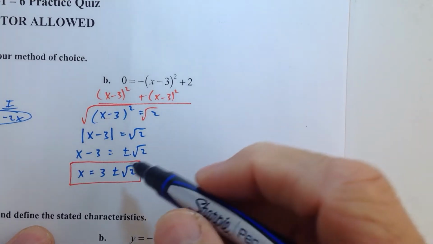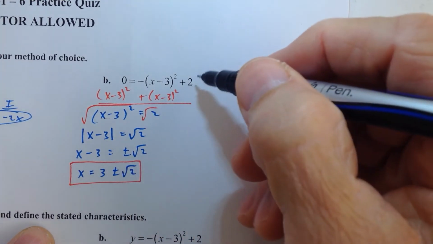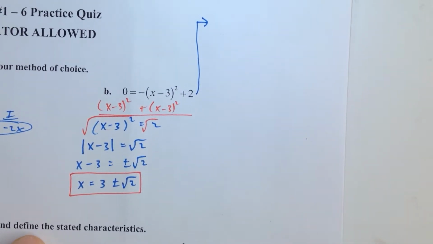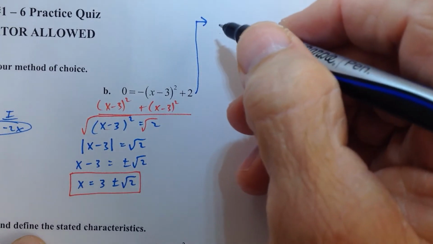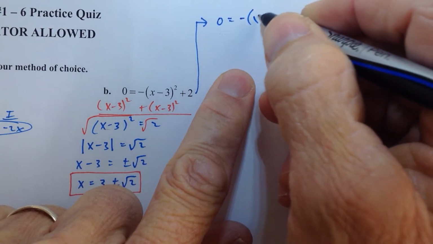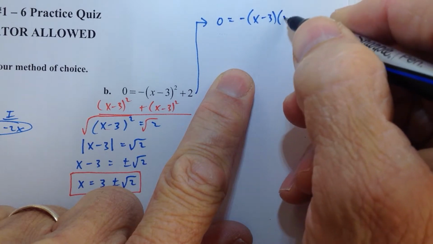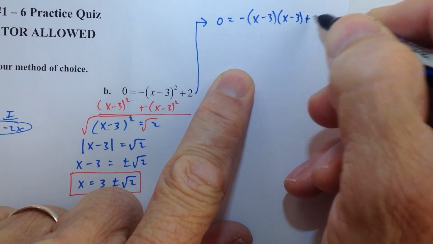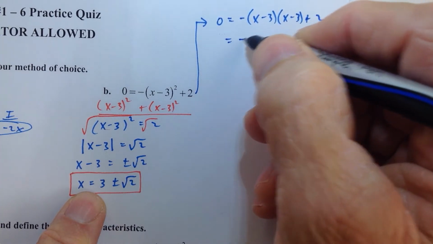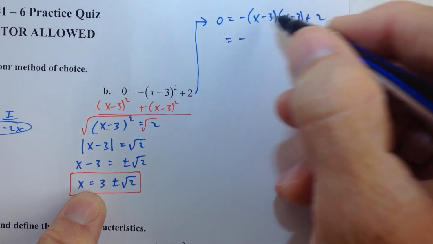So again, like I said, that would be the quicker of the two methods, and I don't know how much room I'm going to need. I'm going to assume that I'm going to need a little bit more. So I'm going to write this equation up here: 0 equals the opposite of x minus 3 squared, but I'm going to rewrite it like that, which is going to make it easier for me to FOIL that out. So I'm going to multiply everything out.